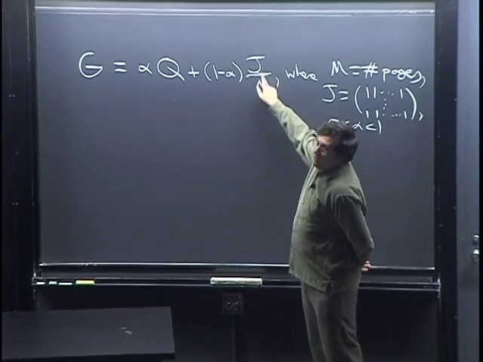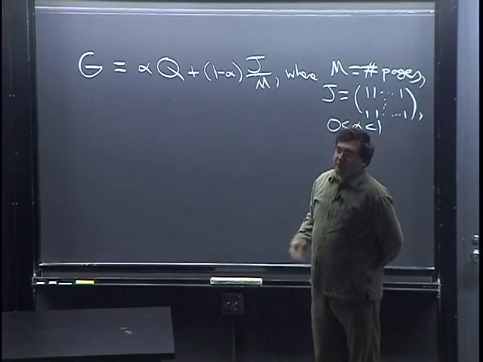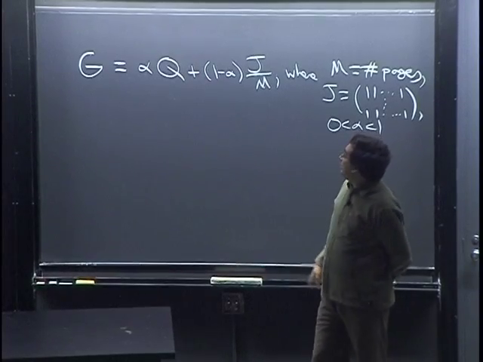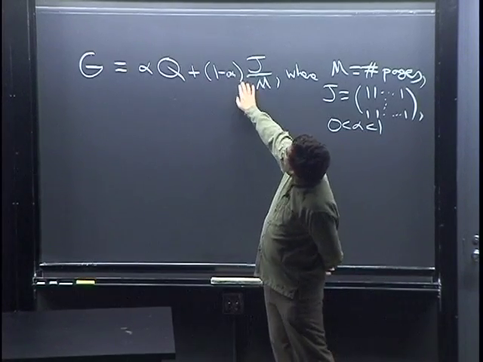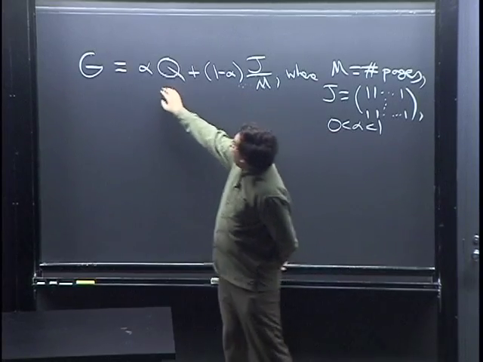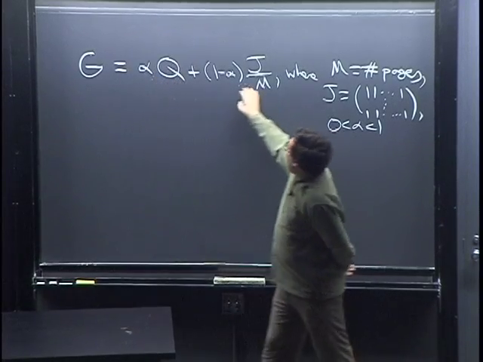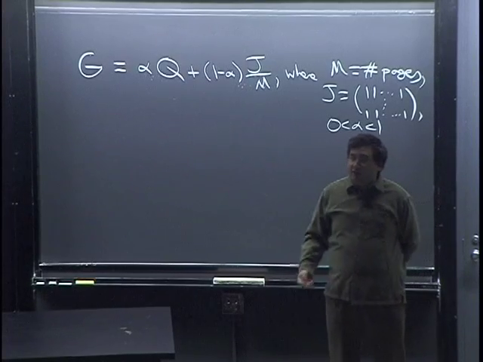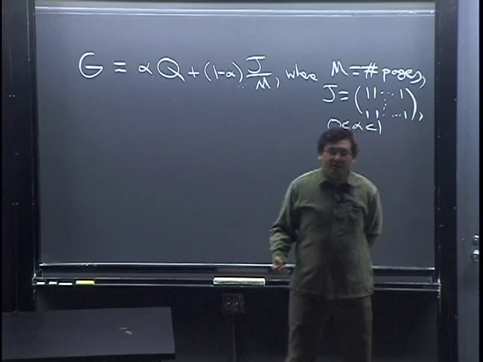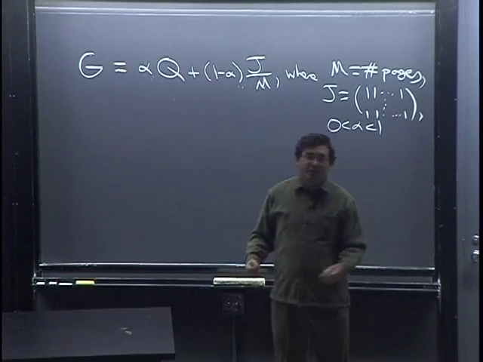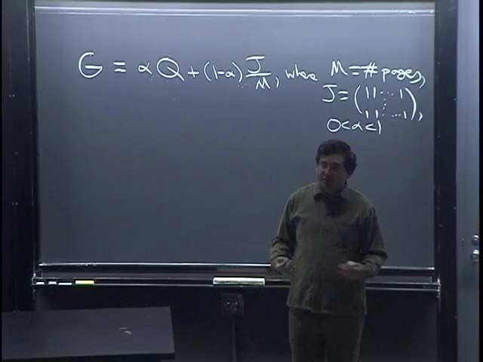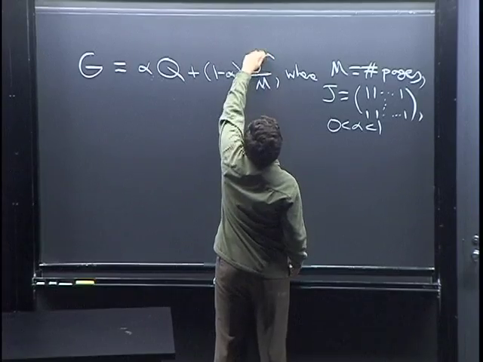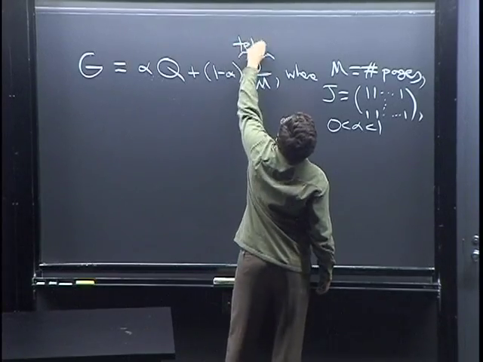Notice J over m is a valid Markov transition matrix, because the row sums are 1 and all entries are non-negative. So with probability alpha, just follow the link. With probability 1 minus alpha, we do what's called teleportation. Teleportation is just the fancy word for saying don't follow the link structure anymore, just go to a uniformly random page. So this term is the teleportation.